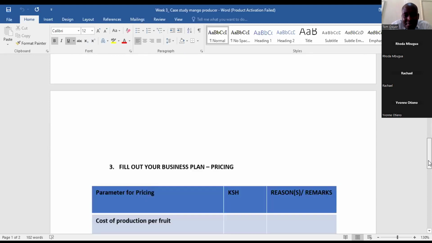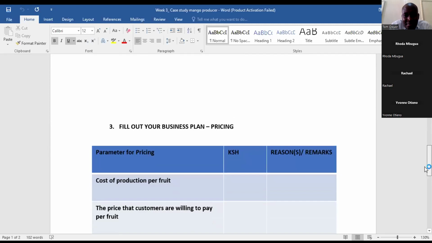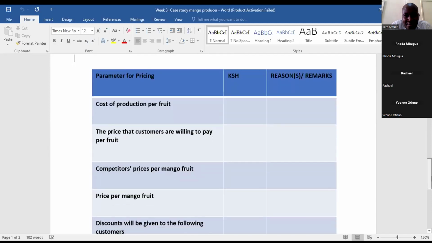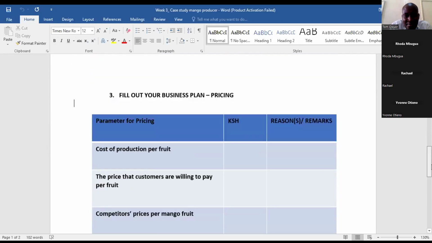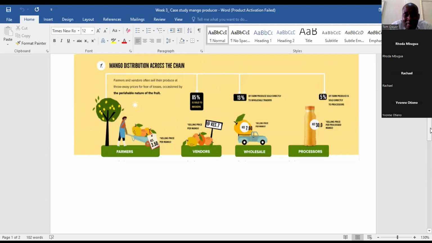Fill out the parameters of pricing: cost of production per fruit. And then we need to get the price that customers are willing to pay per fruit, and then competitors. One step at a time. Cost of production per fruit.